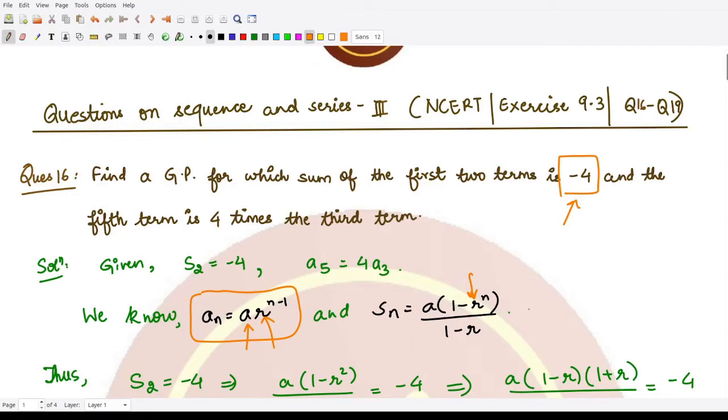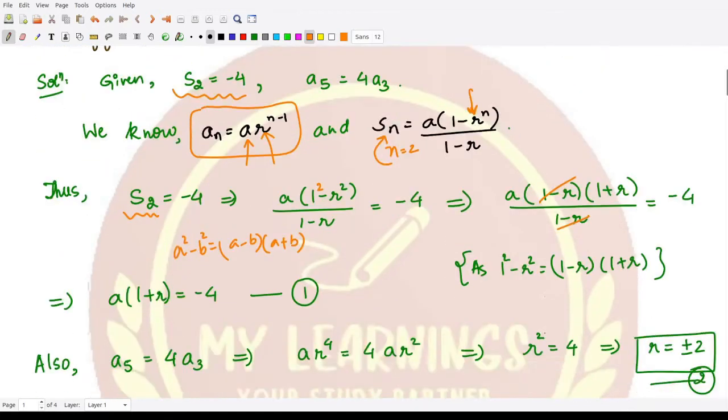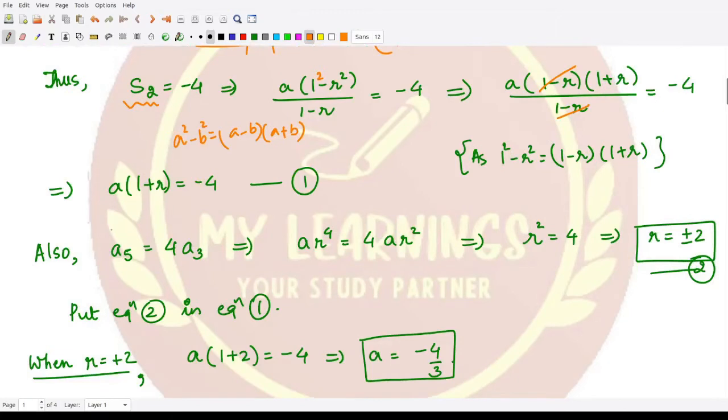So now we know these two formulas. We are given S2 is equal to minus 4. So we can apply the formula of S2 by putting n equal to 2, so we have a into 1 minus r raised to power 2 divided by 1 minus r. Now you know the formula a square minus b square is a minus b, a plus b. So we can write 1 as 1 square, and it becomes 1 minus r, 1 plus r. This 1 minus r and 1 minus r cancel with each other, so we are left with this. Let's mark this as equation number 1.